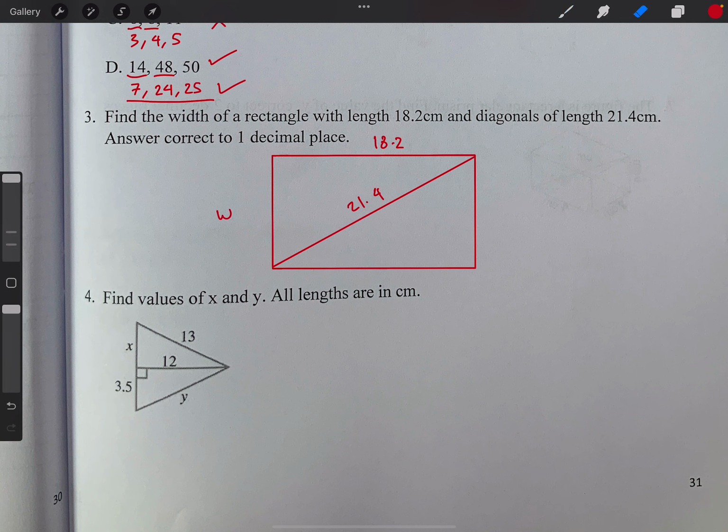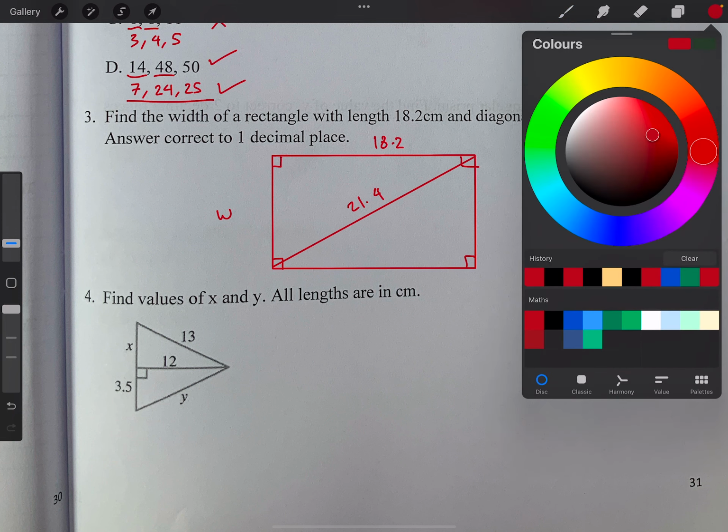So I can use these now. This is a rectangle, which means that this is a right angle. All of the sides are right angles. And you can see here we have a right angle triangle.